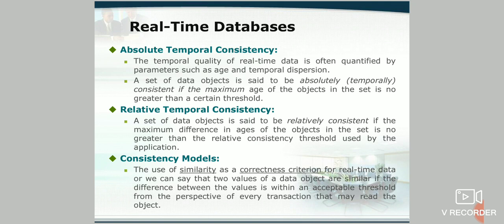A set of data objects is said to be relatively consistent if the maximum difference in the age of the objects in the set is no greater than the relative consistency threshold used by the applications. So it is also useful if we talk about the aircraft systems though.